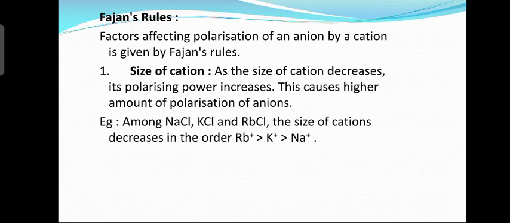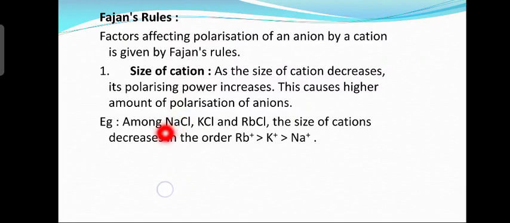It is the size of the cation. As the size of the cation decreases, its polarizing power increases. This you know already, from the previous class. This causes a higher amount of polarization of anions. So as a result, there will be a higher amount of polarization of anions taking place.